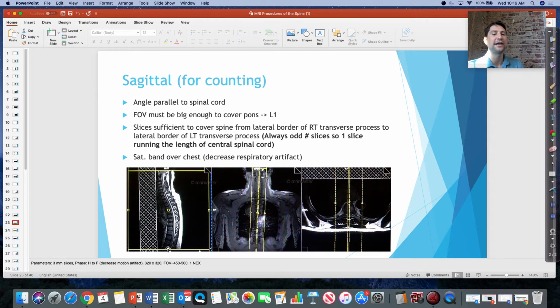And you'll start to see that warping artifact when you have those large fields of view. That's normal, because you start to lose that homogeneity near the edges of your field of view. You're going to get the most homogeneous magnetic field at the middle. But you'll start to get the warping artifact with these very large fields of view. Remember, we're just using this one to count. So you want to make sure that field of view covers from C2 all the way down to L1. We're aligning it with the spinal cord again, and then make sure it's an odd number of slices. Put a sat band over the chest to reduce that respiratory artifact.